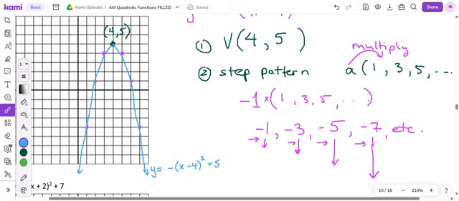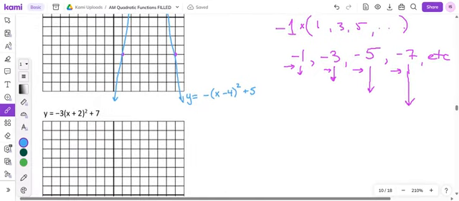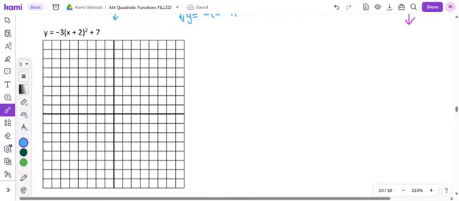Review. We draw the vertex. We figure out what the specific step pattern is for this parabola. And that allows us to find the next dots, the next points. Let's try it when we have a stretch. So in this parabola, let's write down the AHK. My A is -3, my H is -2, and K equals 7.